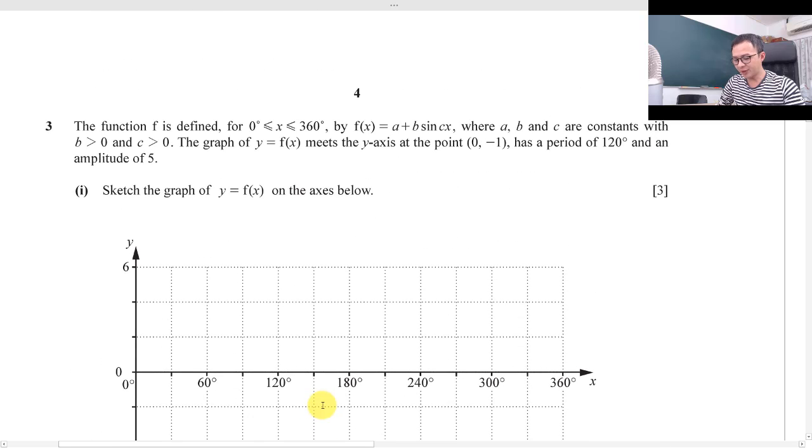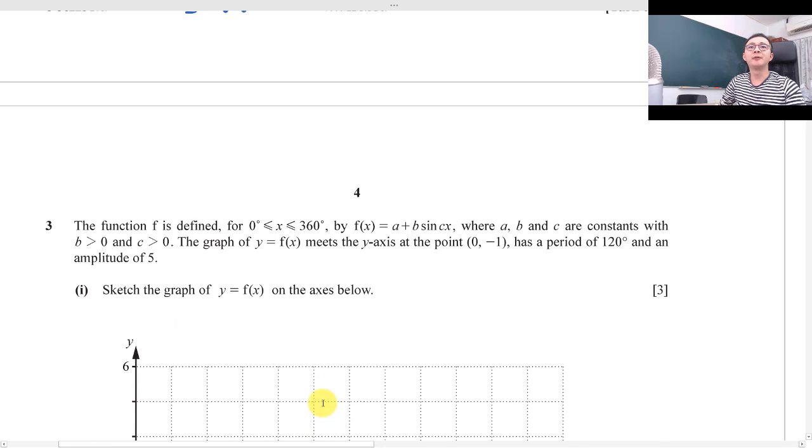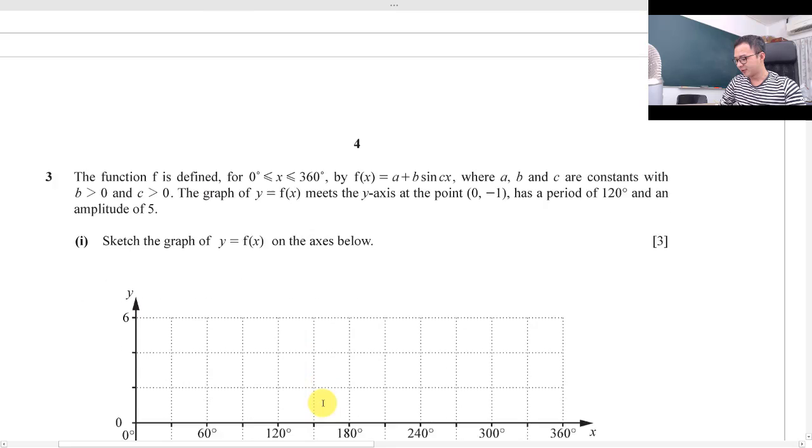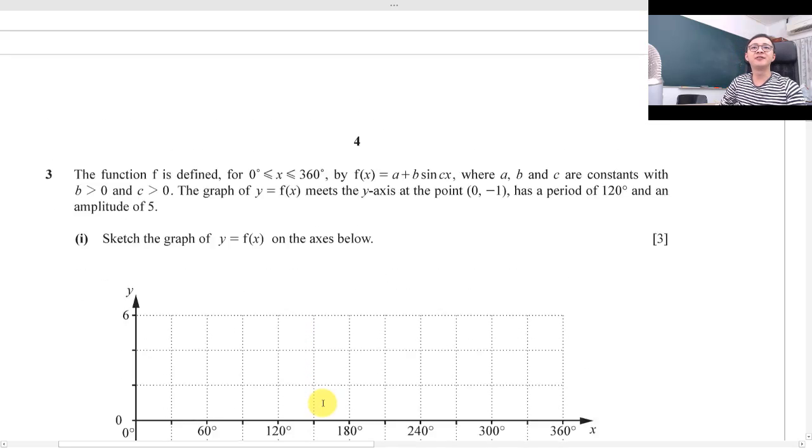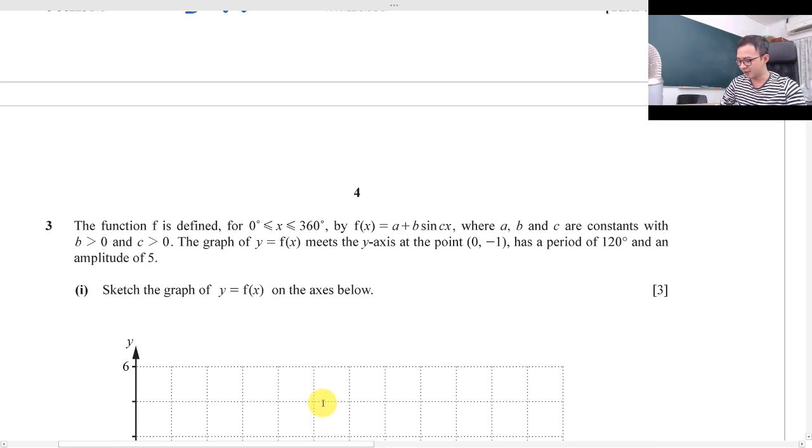Alright, so over here, the function f is defined for 0 to 360, and f(x) equals a plus b sin(cx), where a, b, c are constants, with b bigger than 0 and c bigger than 0. The graph will meet the y-axis at the point (0, -1), and has a period of 120 and an amplitude of 5. So quite straightforward.